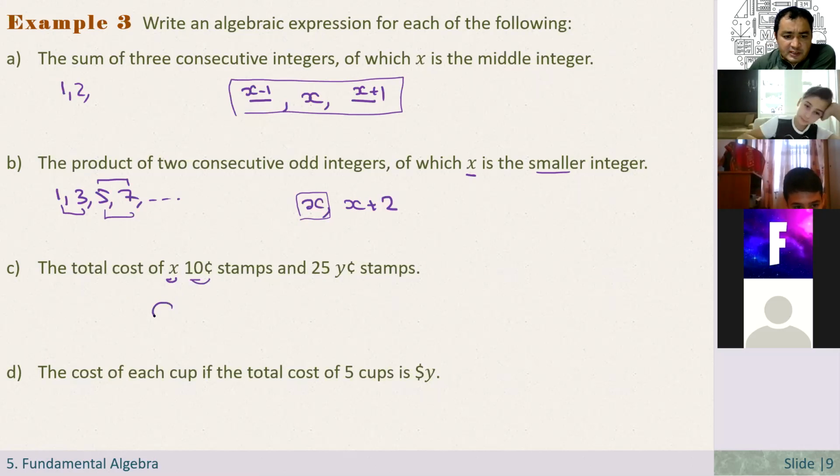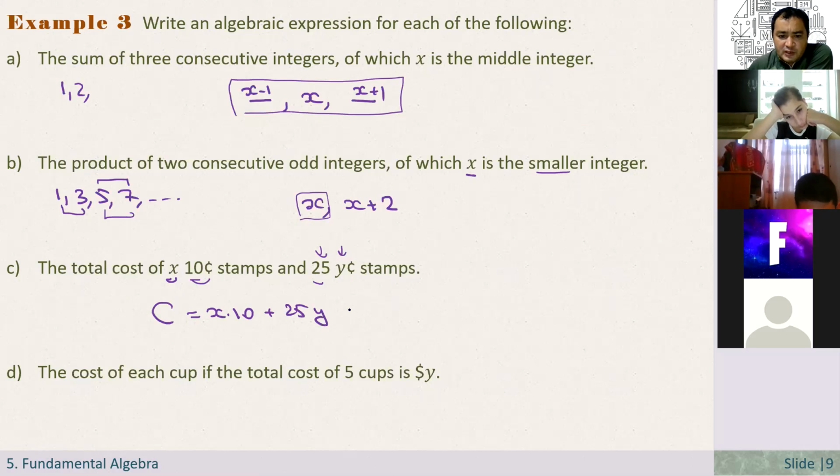So here the total cost, let's say it is C, right? Here we have x times 10 plus 25 y-cent costs. Here this one is quantity, this one is individual price. So here we have 25y. If you just simplify this, what we have here is 10x plus 25y cents. So you have to pay in total this much.